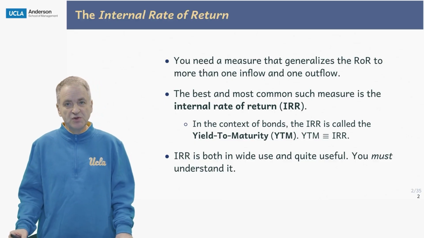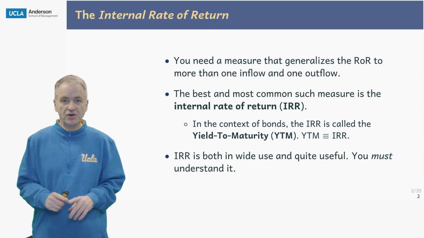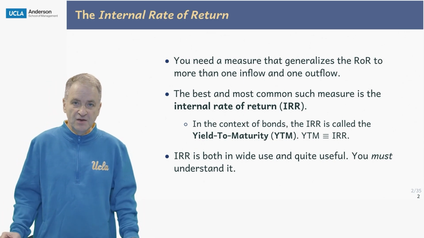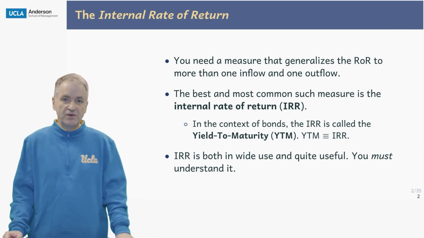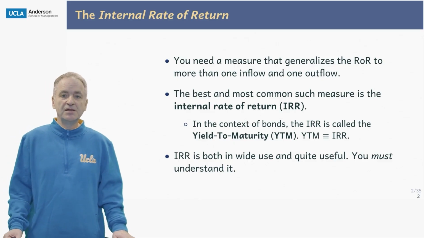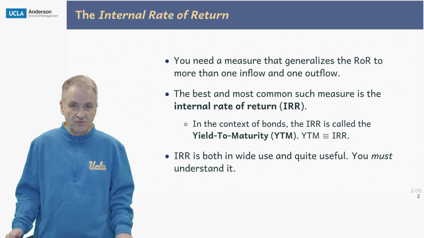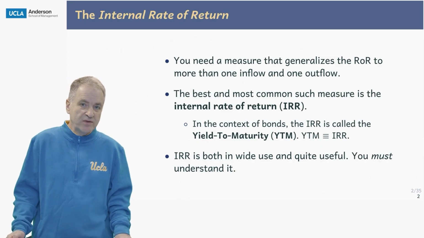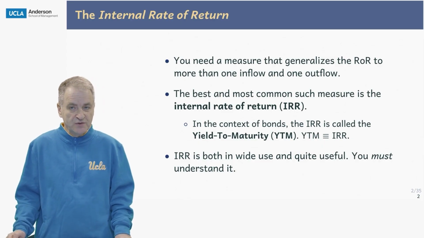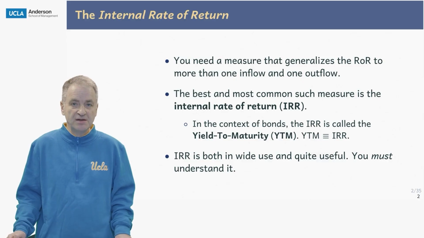And the best and most common such measure is the internal rate of return. In the context of bonds, the internal rate of return is called the yield to maturity, YTM. It's really the same thing as the internal rate of return. This is both in wide use and quite useful. You absolutely must understand it.